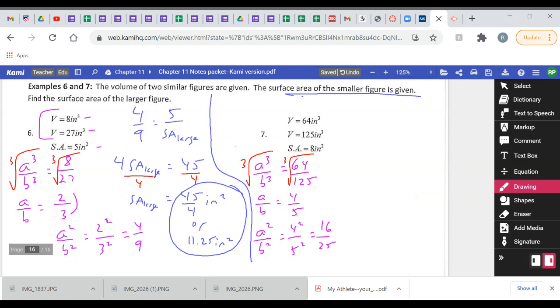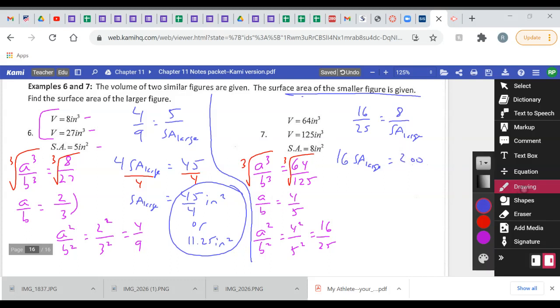So if I take those numbers, 16 and 25, and I say, okay, well, 16 over 25 is my ratio of my surface areas. They're telling me the surface area of the smaller figure is 8. And they want me to find the surface area of the larger one. So to do that, I can cross multiply. I've got 16 times the surface area of the large one is equal to 25 times 8, which is 200. I go and divide by 16 on both sides.